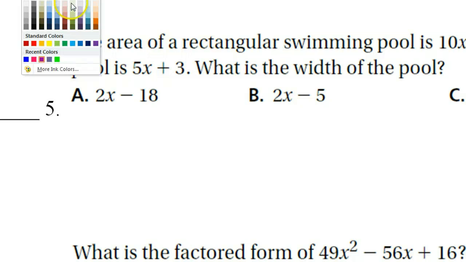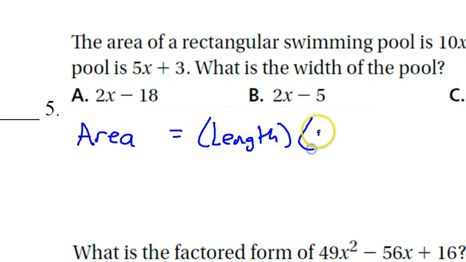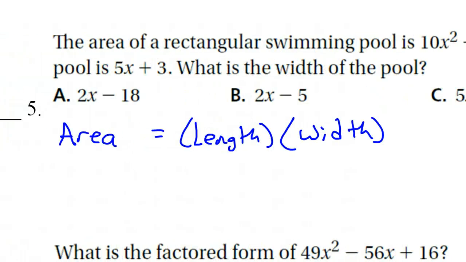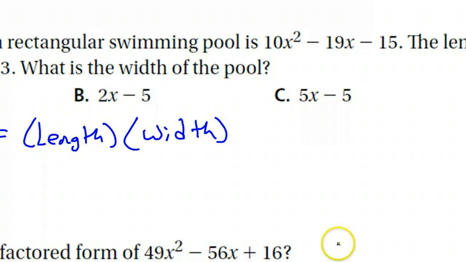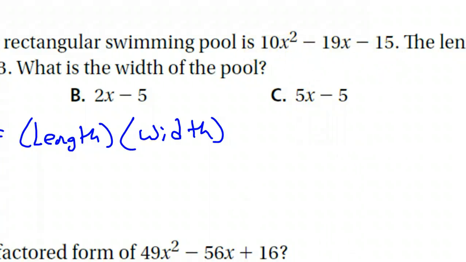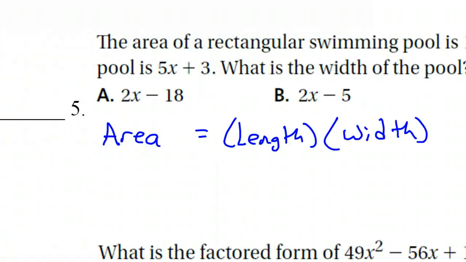What we need is some knowledge about the area of a rectangle. And what we know is the area of a rectangle is equal to the length times the width. That's what we know about the area of a rectangle. I'm hoping that you knew that already. If you didn't, sorry. So the area is this thing. So I'm going to put that in the area spot. 10x squared minus 19x.